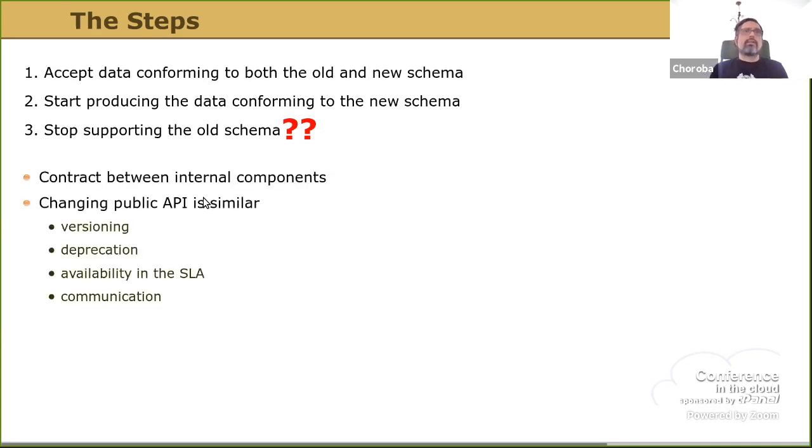I'll be talking about this from the point of view of a contract between internal components, but changing a public API is quite similar, though usually more explicit. We usually use versioning. There is some kind of deprecation process, which means we announce to our customers that we are going to change the API. You have, I don't know, 3 months to adjust. The availability is probably specified in the contract.